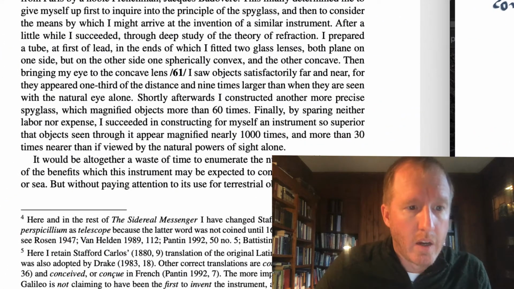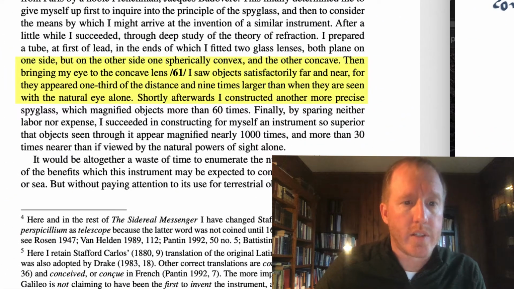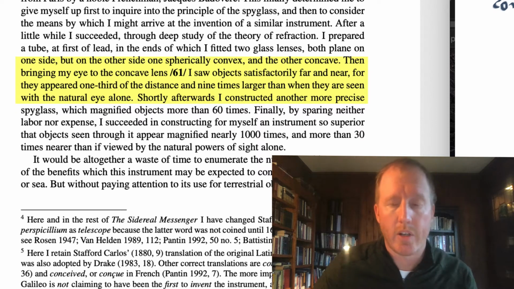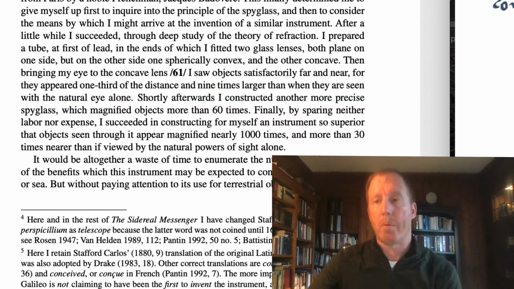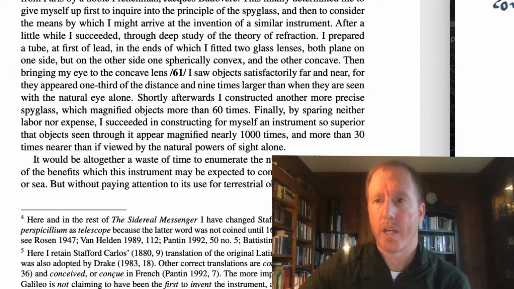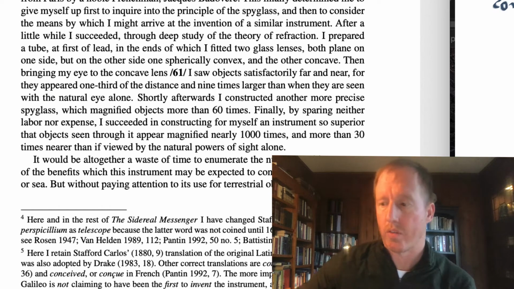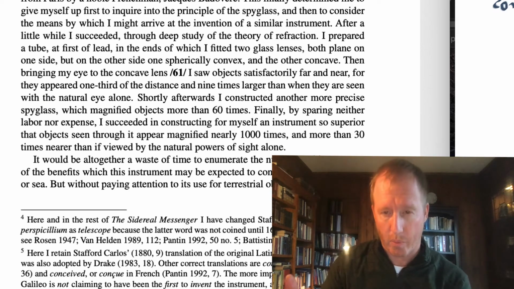For they appeared a third of the distance and 9 times larger than when they are seen with the natural eye alone. So here he's giving a sense of how much magnification an object exhibits when viewed through this. And I'll draw some pictures and make a few more comments about this in a minute.